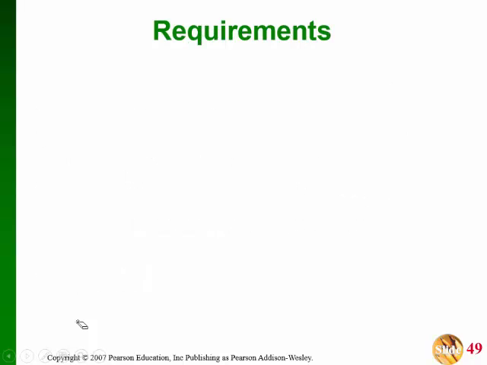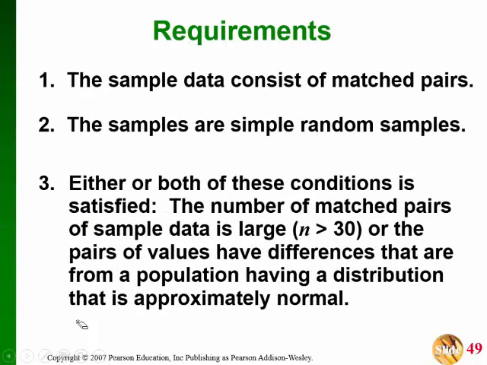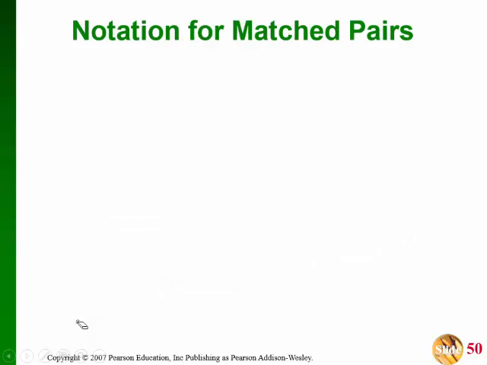All right. So the requirements here is basically spelling out the idea that the data sets that you're getting are going to be matched up. And so the sample consists of matched pairs. The samples are simple and random. And then this whole business that we had for our t-test again, where either the sample is large enough or the sample comes from a normally distributed, or approximately, population. Which, again, for our class, we'll just always assume this.